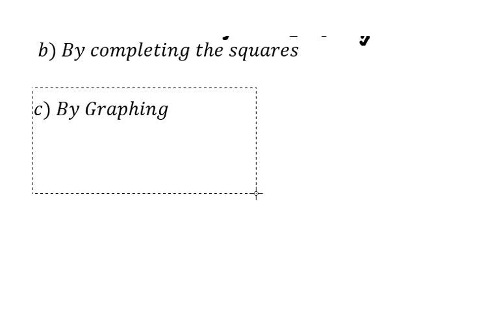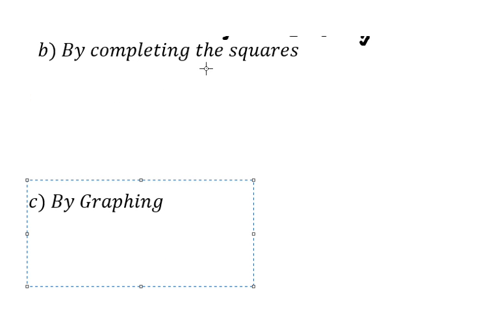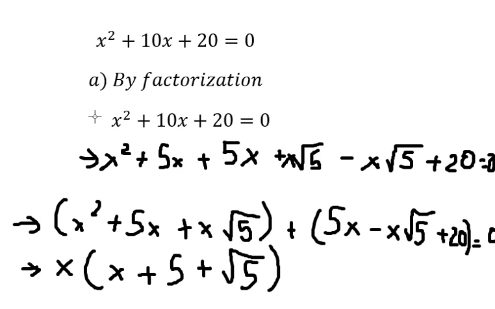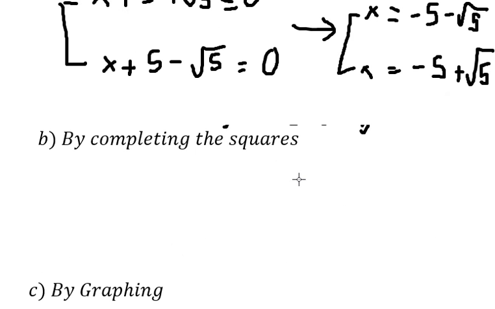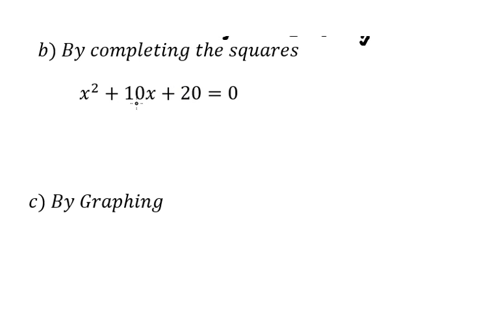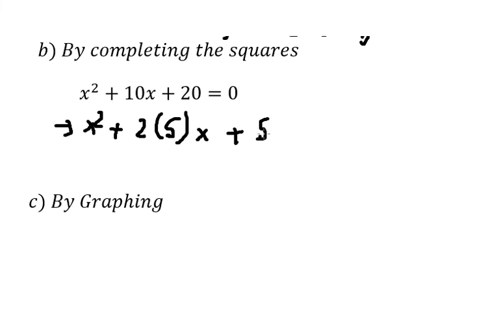Now about this one, by completing the squares. So for this one, I will put about number 10 into number 2 multiplied by 5, and we have x, because we need to add about 5 square in here. Later that we need to minus about 5 square.